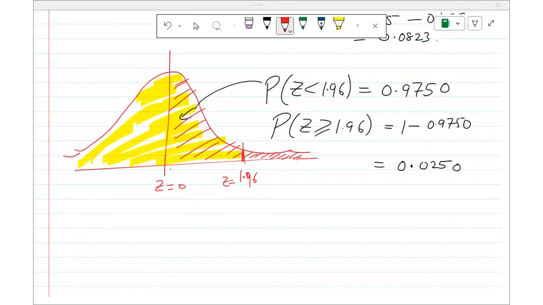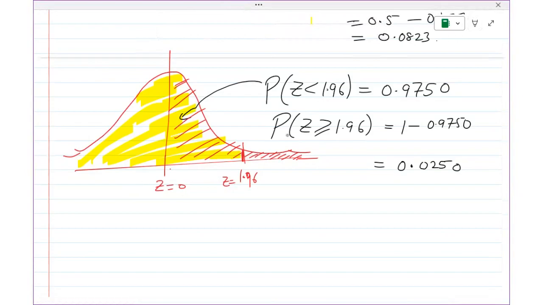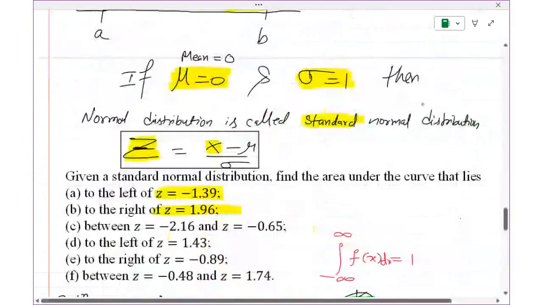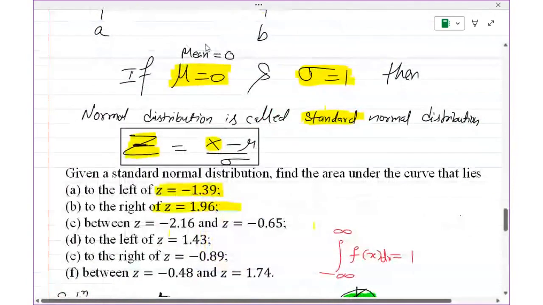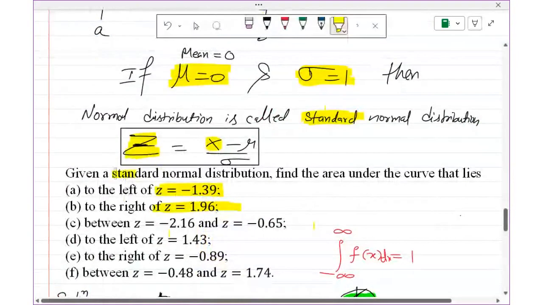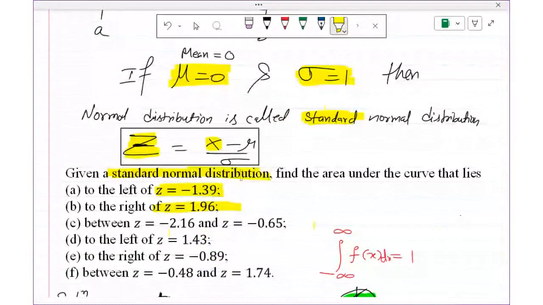Now the second variety of question is where we are given everything in terms of Z, and we are told that it is already a standard normal distribution. The table that we have is only for the standard normal distribution. It does not cover all normal distributions. If you are given another normal distribution, you can convert it into the standard normal distribution using this formula.